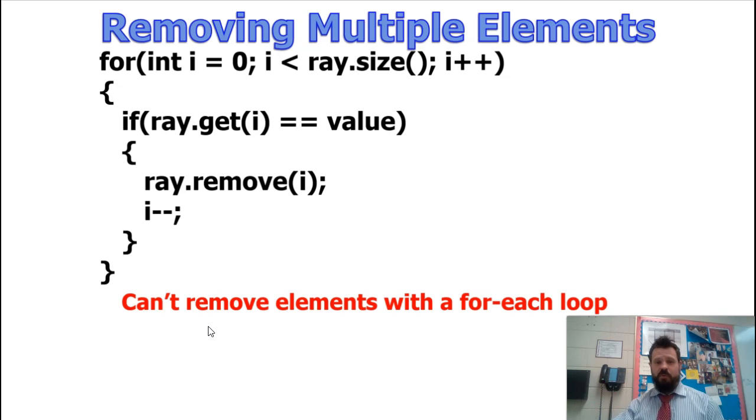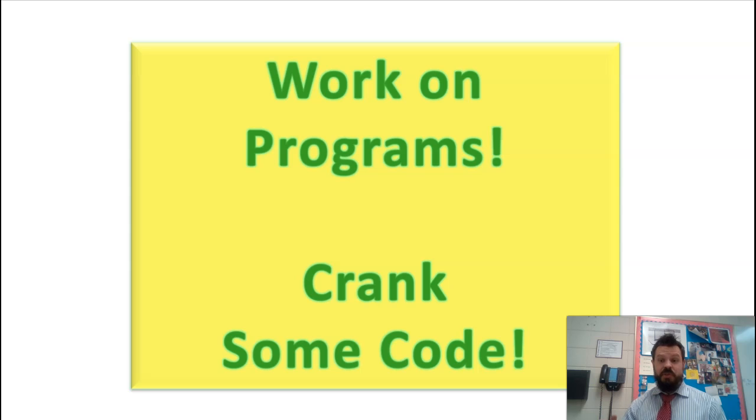Again, just a reminder, you can't remove elements with a for each loop because we don't have access to the index. All right, so that's the array list class. That's our next type of data structure we're working with. More powerful, so they will make life easier in some senses, but with that power comes a little more complexity, so we could say there's a little more to it than our simple Java arrays.